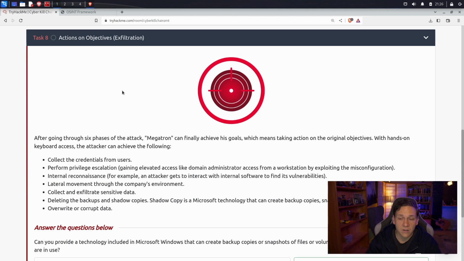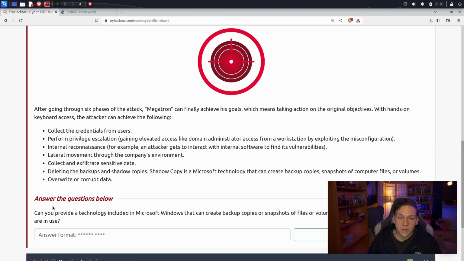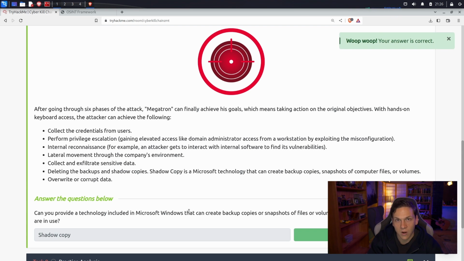Shadow copy is a Microsoft technology that can create backup copies, snapshots of computer files or volumes, and overwrite or corrupt data. Can you provide a technology included in Microsoft Windows that can create backup copies or snapshots of files or volumes on the computer even when they are in use? Shadow copy. Copies you in the shadows.